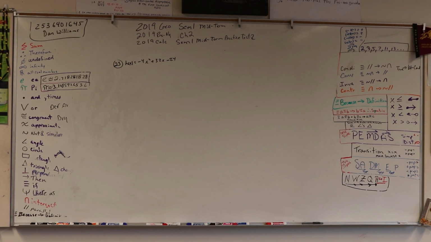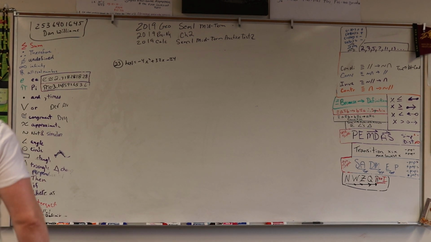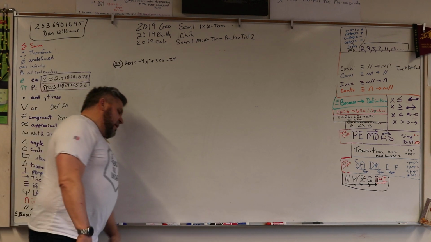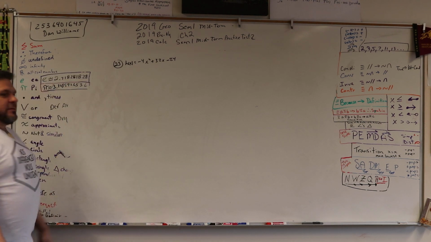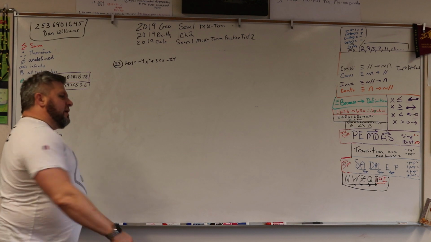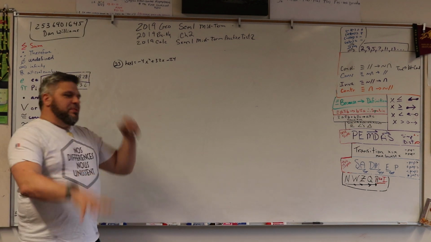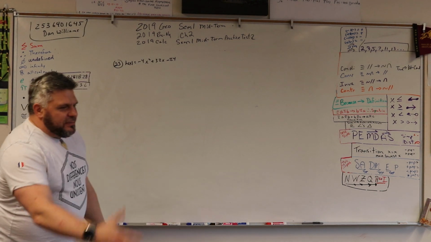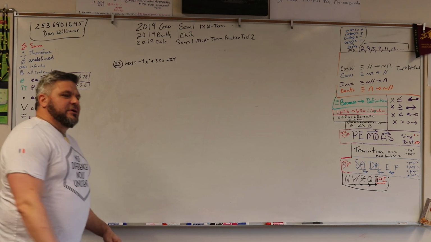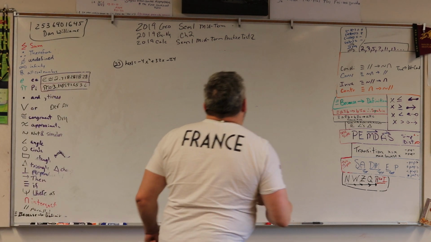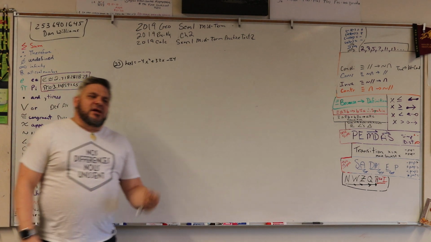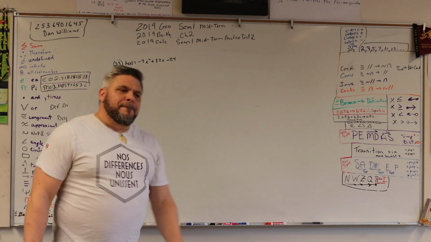Alright, graphing quadratics. I got a 5-step method, right? But really, sorry, I got a 4-step plus 1. My 5-step method is saved for factoring, right? So I created a 4-step plus 1. The plus 1 is the quadratic formula, okay?